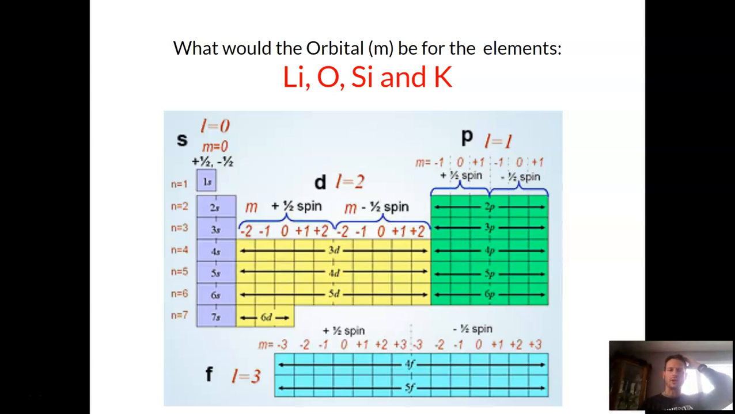To help you out. And the only way I'd ever ask you these questions, which I'm not going to this year, is by giving you this one. You don't need to write all this on your periodic table. So what would the orbital, what would the M for these elements be?